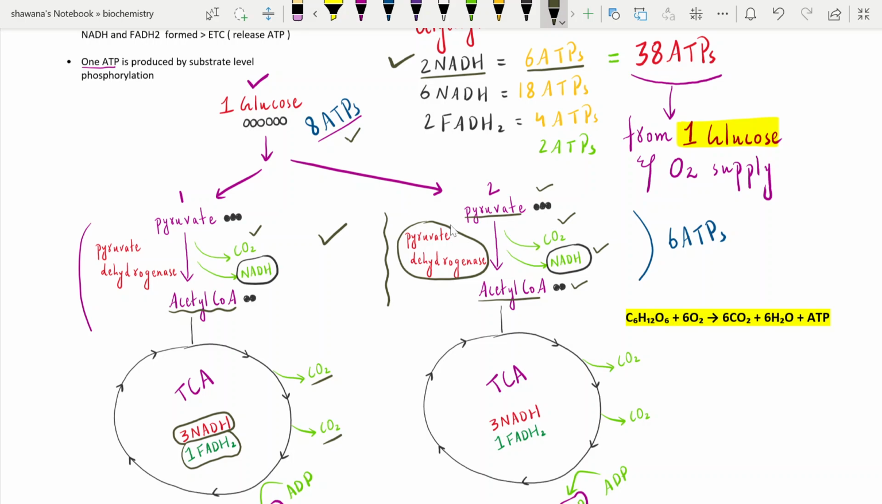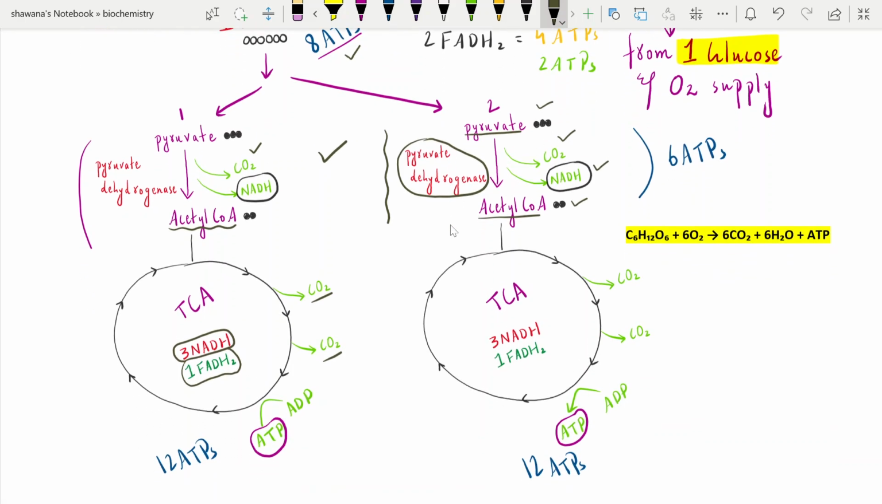So how many NADH are produced from 2 Krebs cycles? It's 6. 6 NADH are produced from 2 Krebs cycles, from 2 acetyl CoA, from 2 pyruvate, from 1 glucose molecule, right? We are talking about 1 glucose molecule. 6 NADH is equal to 6 threes are 18. So 18 ATPs are produced from NADH in 2 Krebs cycles.